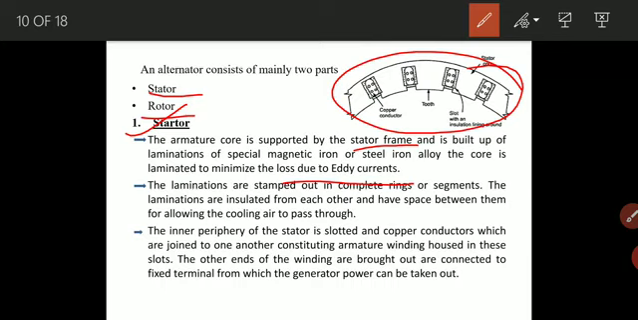The inner periphery of the stator is slotted, and copper conductors which are joined to one another, constituting the armature winding, are housed in these slots. The other ends of the winding are brought out or connected to fixed terminals from which the generator power can be taken out.